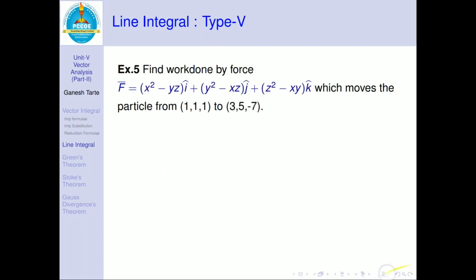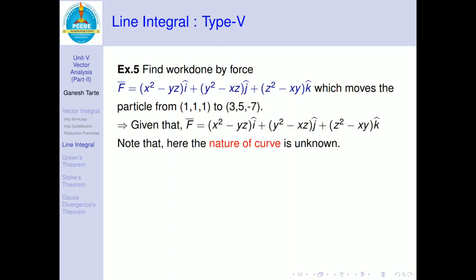Next, type number 5: find the work done by the force F bar equals (x square minus yz) i plus (y square minus xz) j plus (z square minus xy) k, which moves the particle from (1, 1, 1) to (3, 5, minus 7). It is again an important problem, because here the particle moves from one point to another, but the nature of the curve is unknown. Even though the two points are known, we cannot apply the two-point formula, because the nature is unknown, whether it is a straight line, a path or a circle.